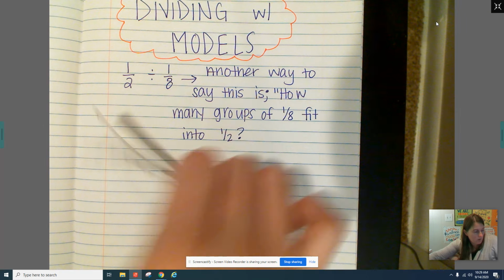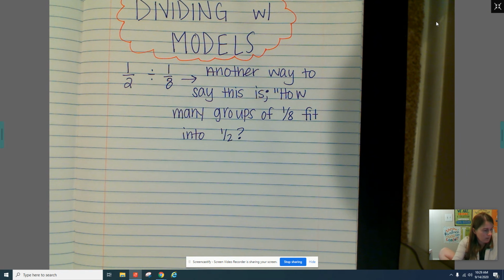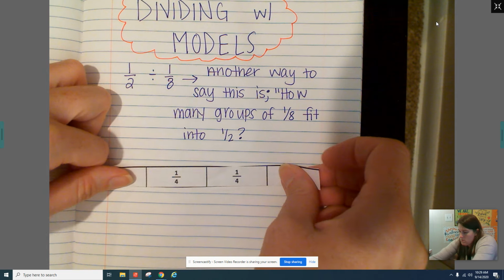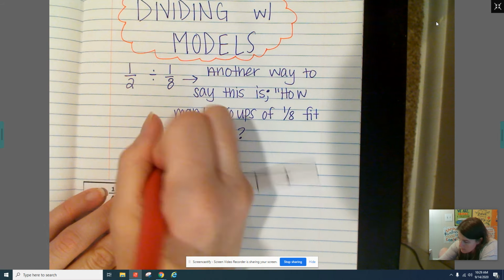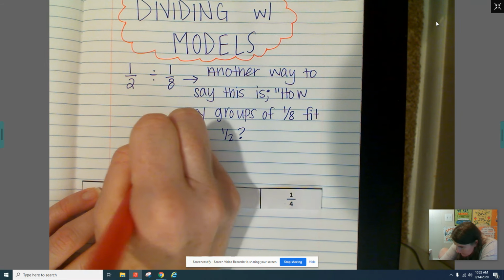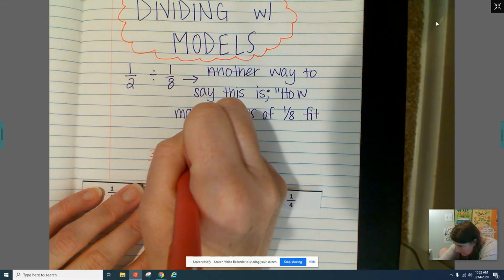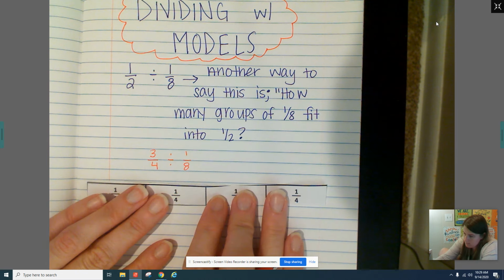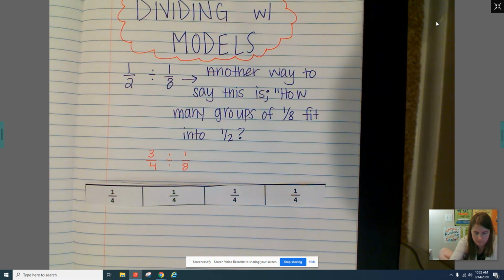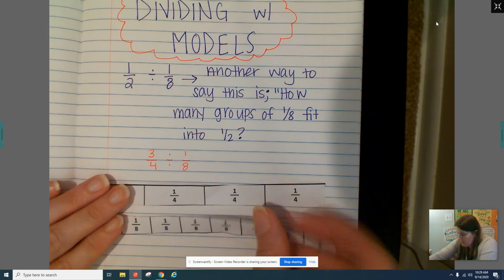Okay, let's try another one. So the second one I want to do is 3/4 divided by 1/8. So I'm going to find my 4ths. All right, and this problem, I'm going to write it here so you can see it. 3/4 divided by 1/8. All right, so there's my 4ths, and then here's my 8ths.